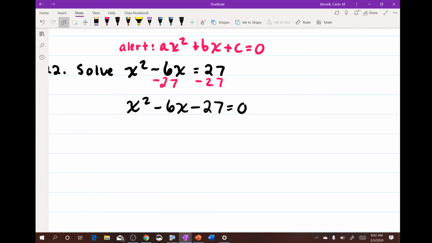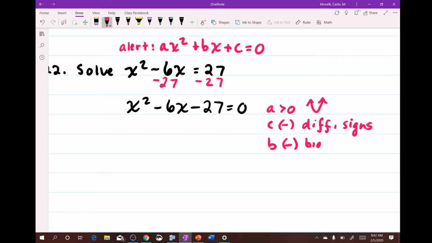Now we have to do a little bit of analysis here. A is greater than 0, so the graph will go like this. C is negative, so we'll have different signs. B is negative, so the bigger number will be negative. And finally, C equals negative 27, so the y-intercept is at 0, negative 27.